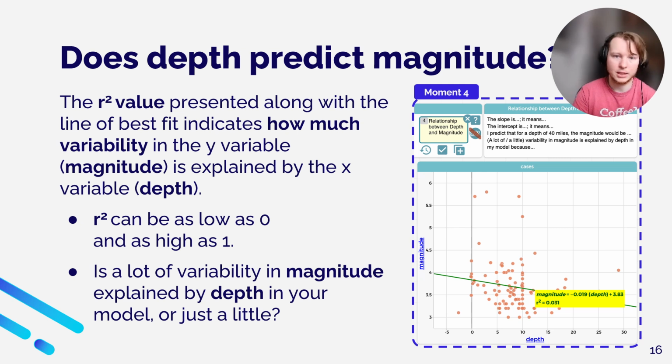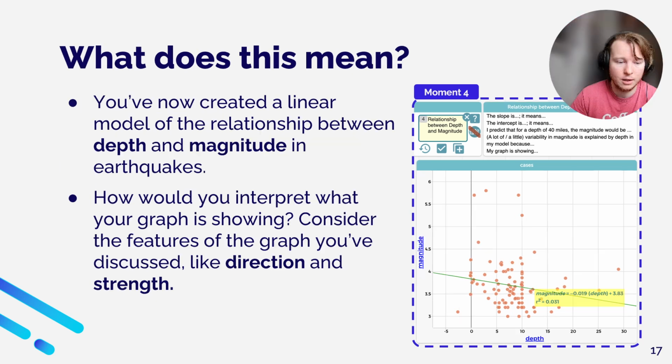R-squared has a range from 0, which means our model is pretty terrible, all the way up to 1, which means our model is amazing and is explaining all the variability in magnitude. Feels unlikely, usually is. So what we're looking at is a lot of variability in magnitude explained by depth in our model, or just a little bit? So to give you some example numbers here, if I got, say, a 0.2 for r-squared, actually here I have a 0.03. So that means that not very much of my magnitude is explained by depth. If that number was instead something like 0.8, like 80%, then I would say, wow, quite a lot of the variation in magnitude is explained by depth.